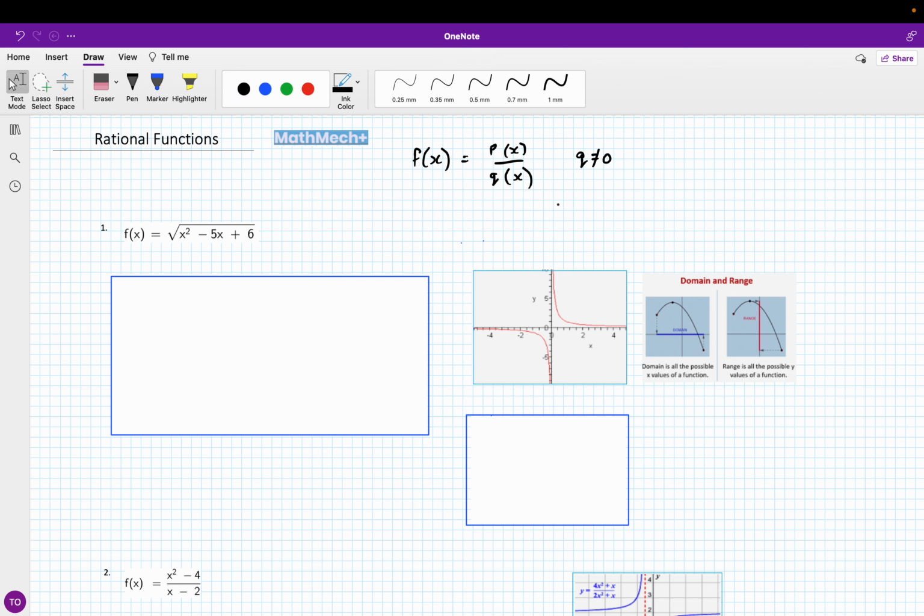So I have 5 examples of rational functions here, and this is just a starter to see where we're going. If we have a negative number with this particular question in the first one, f of x is equal to root of x squared minus 5x plus 6, we would be led into a different type of maths where we have complex numbers. So it's not going to be negative. That's one of our restrictions already.